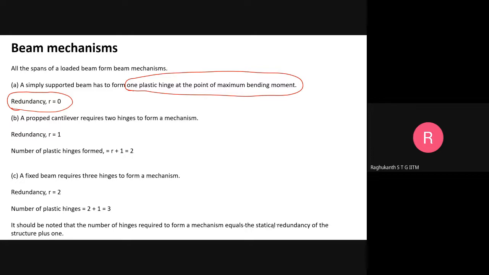See, all of you are there. So now how many plastic hinges are required? So all of you know, right? How many redundancies? For simply supported, it is 0, and the number of plastic hinges required is 1.